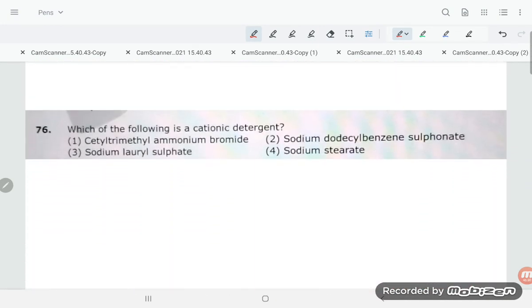Let us move on to question number 76, student. Which of the following is a cationic detergent? Cetyl trimethyl ammonium bromide is the cationic detergent. This is a memory based problem, student.